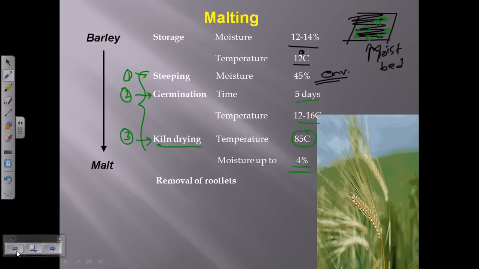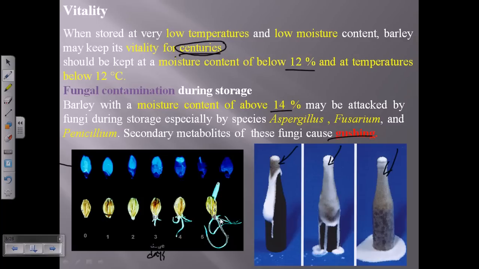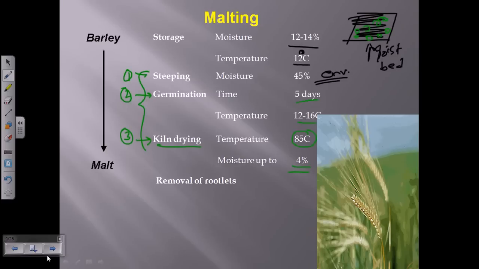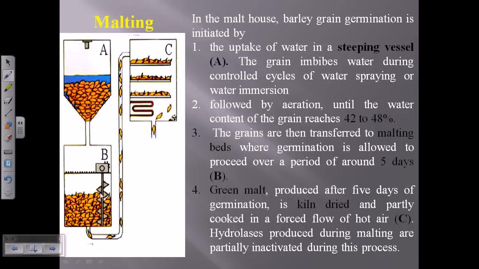As this process is done, we need to cut the rootlets out. As you can see here, stemlets and rootlets are coming out, so we need to cut the rootlets from this region, but we keep the malt, because during germination the malt provides all the necessary nutrients required for perfect beer preparation. In malting, you can see the uptake of water in the steeping vessel is really, really important.